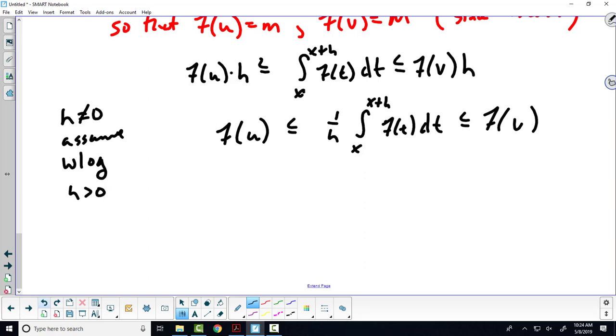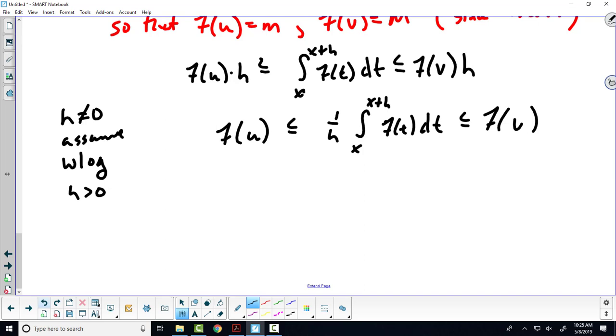So the minimum value is less than this quantity, which is less than the maximum of the function. Okay, does everyone see what I did here? I just divided this h into each term. Okay. How come I knew I could leave the direction of the inequalities the same? Because I assumed that h was positive.